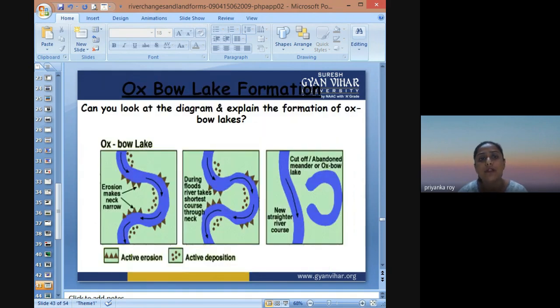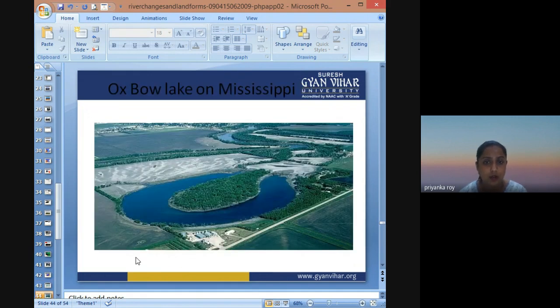So for Oxbow Lake formation, you can also look at the diagram to find the explanation of this phenomenon. What happens here is this Oxbow Lake is completely connected with the main river system, and as it gets older it gets detached. Okay, this is how your Oxbow Lake looks like.